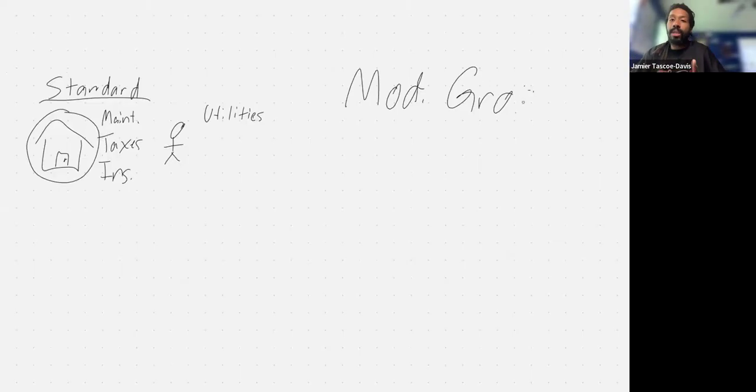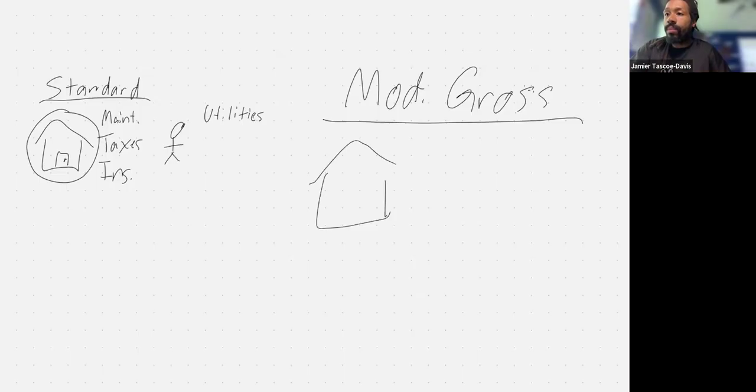Now, this is kind of like a typical situation. The standard is not necessarily your typical situation. With modified, you'll find more modified gross lease structures within this space. And essentially, we draw the same picture again, where we have the tenant and we have the building, we own the building.